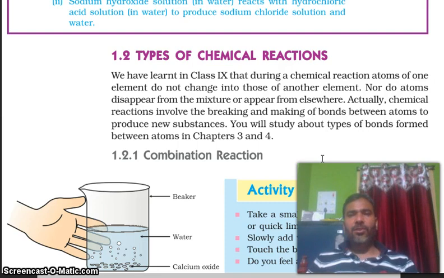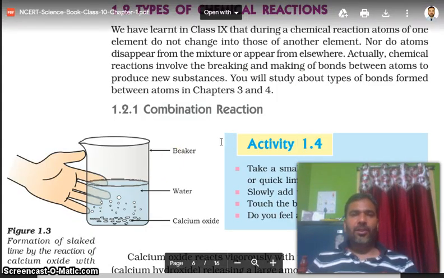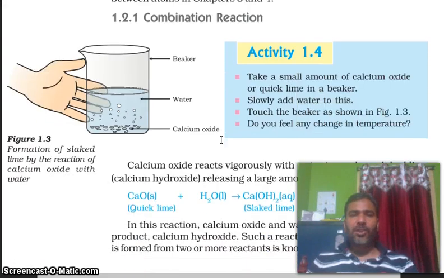Today in this video, I am going to talk about types of chemical reactions. So I will start with the combination reactions. Do you know what is combination reactions? Look at these reactions.